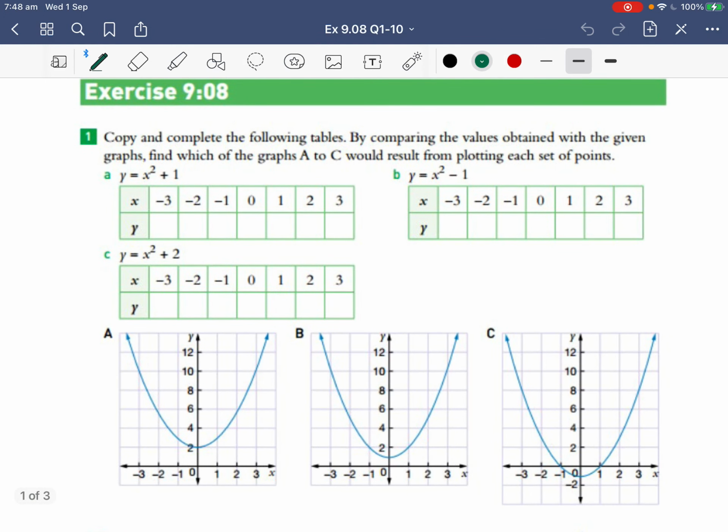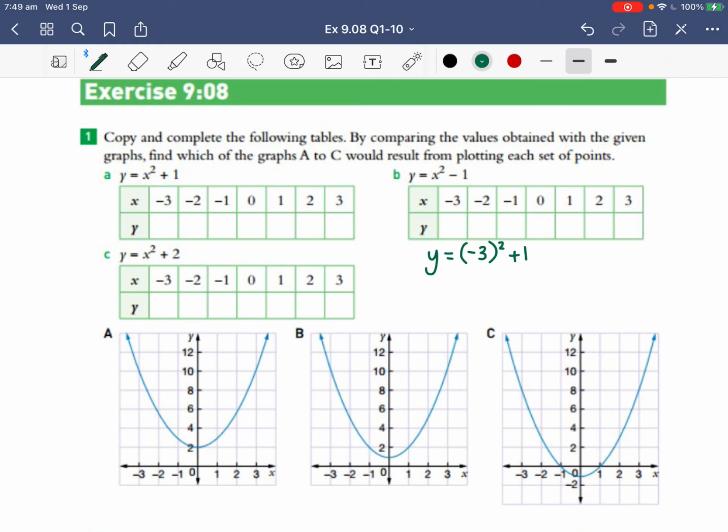I'm going to do part A for you and then you can have a go at doing B and C yourself. You should copy this table down, and then we're going to substitute our x value of minus 3 into our equation where our x is. On your calculator you will write y equals, brackets, put your x value of minus 3 in, hit the squared button and then plus 1. It is very important to do the brackets, otherwise you'll not get the correct answer.